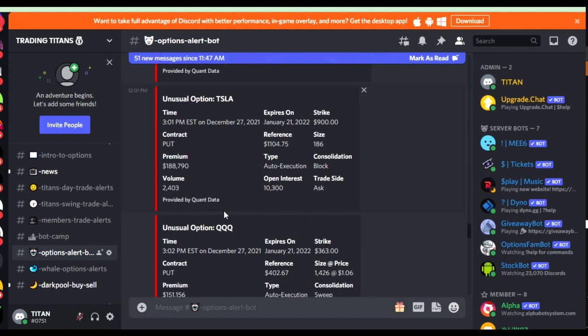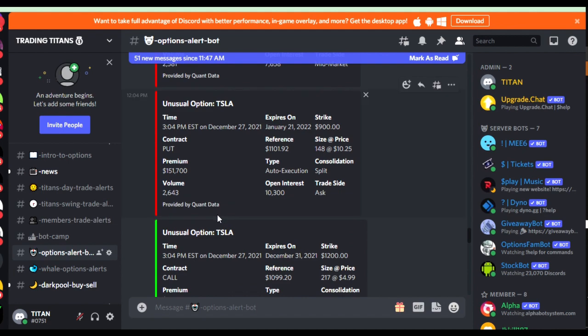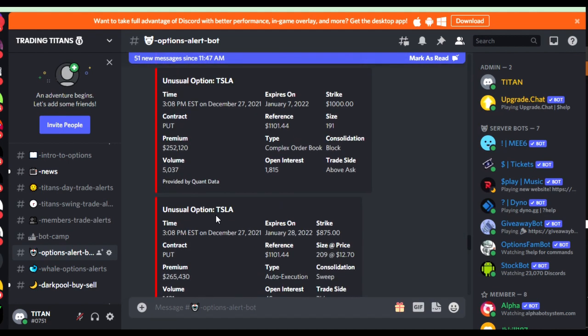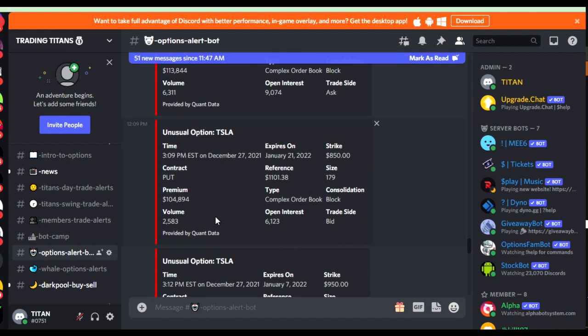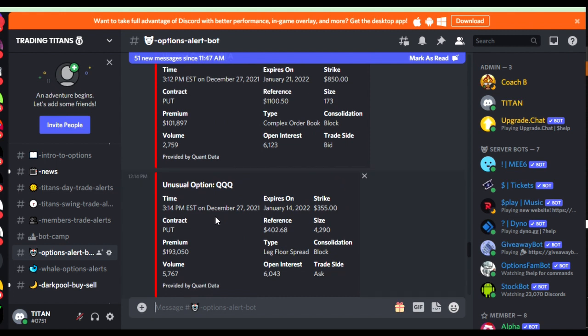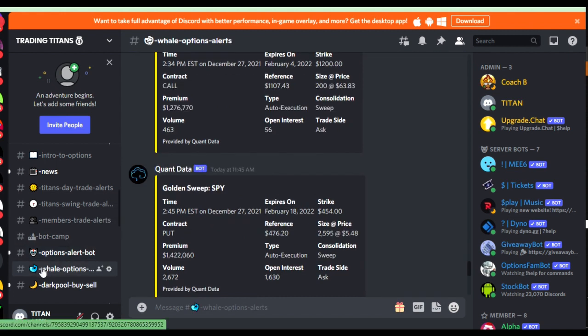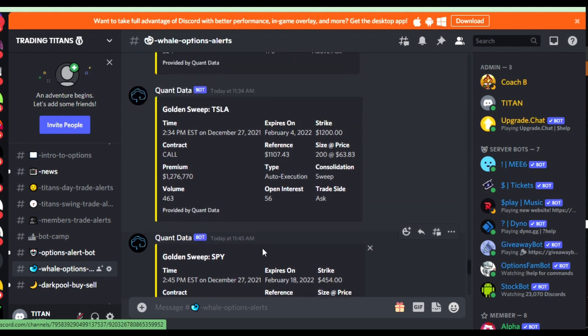All right, so I did have a particular stock that I was looking at, but it disappeared. All right, so what alerts should you take when the bot alerts? What alerts should you take when the bot alerts? All right, so let's check this out.